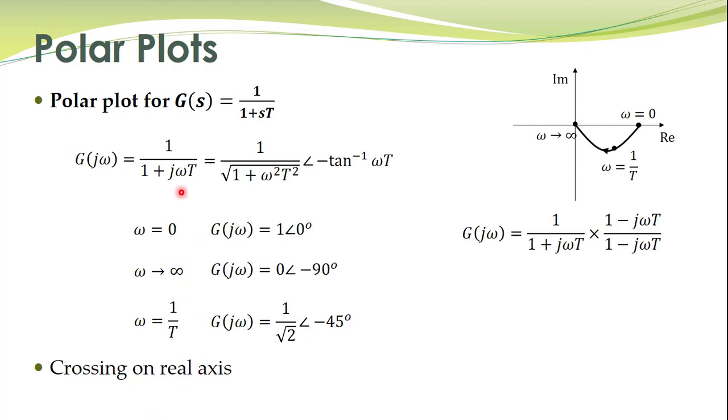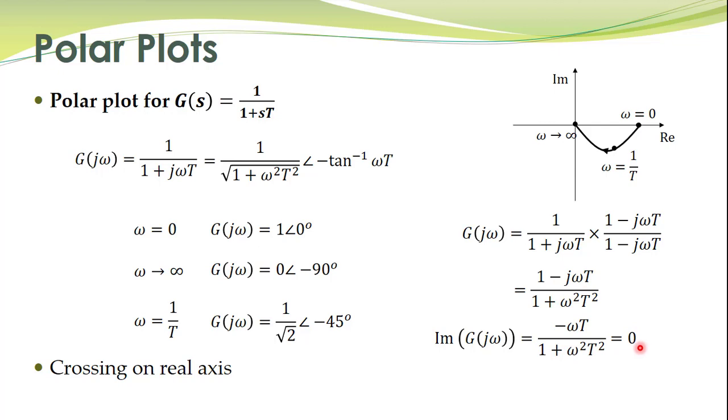So we can, for example, rationalize this transfer function, this frequency response, and determine the real axis crossover by substituting the imaginary part to be equal to 0. So if we rationalize it, we can multiply both the numerator and denominator by its complex conjugate. We have this expression. To determine the crossing of this graph on the real axis, we can substitute the imaginary part to be equal to 0. That is, this minus omega t over this thing equal to 0.